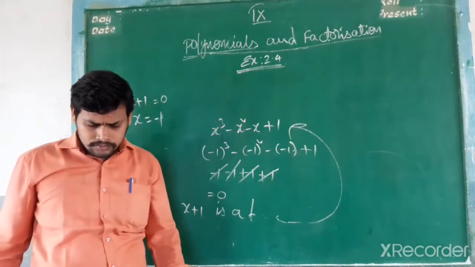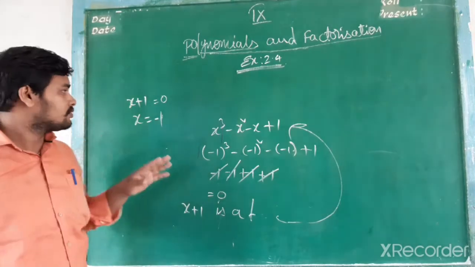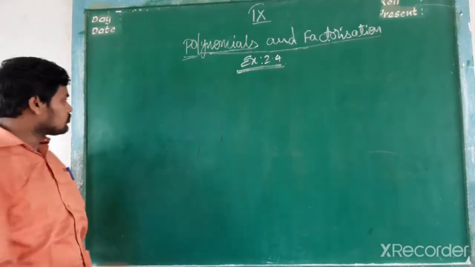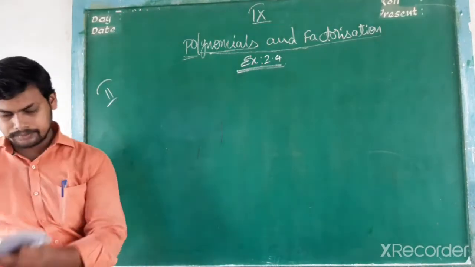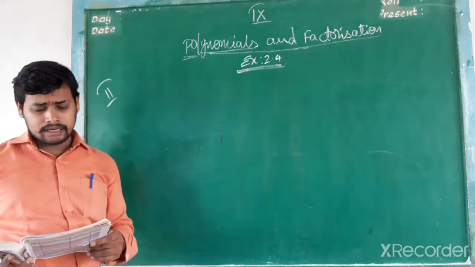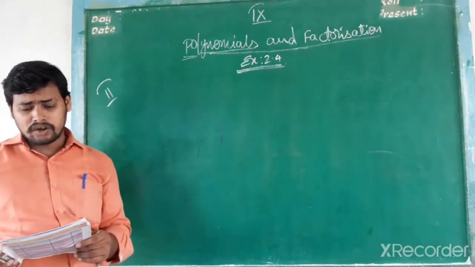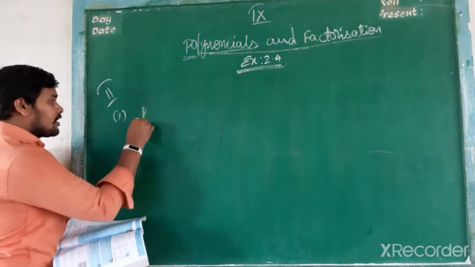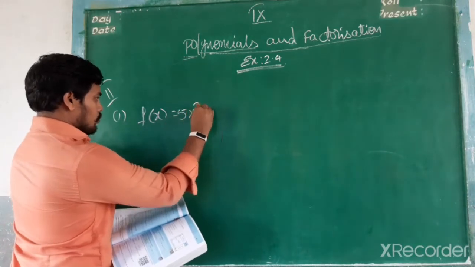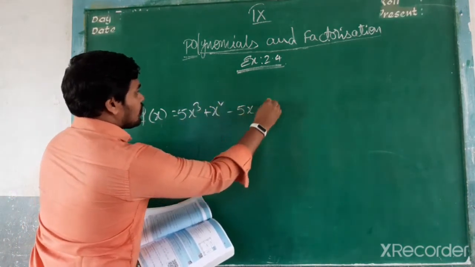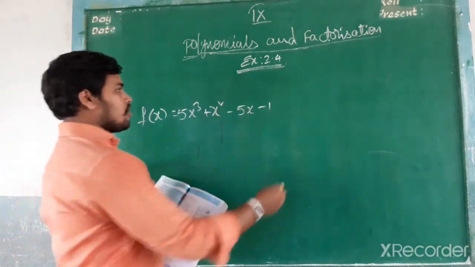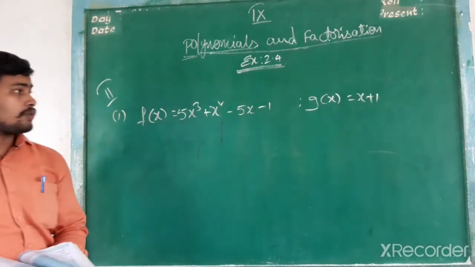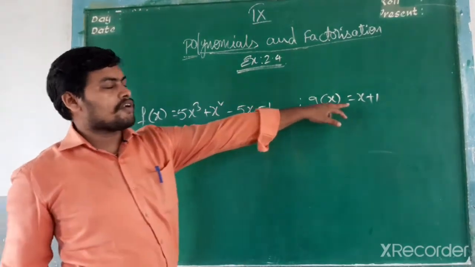Okay. Next, move on to the second round. Using the factor theorem, determine whether g of x is a factor of f of x or not. Same process for the second round, first sum. f of x equal to 5x cube plus x square minus 5x minus 1, and g of x is x plus 1.